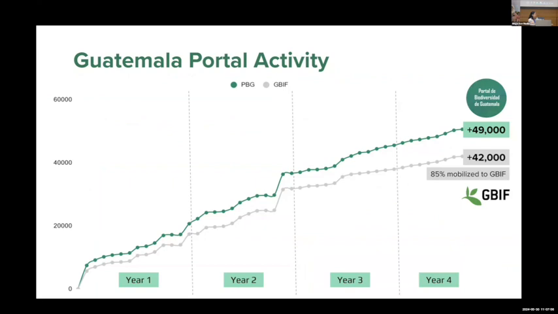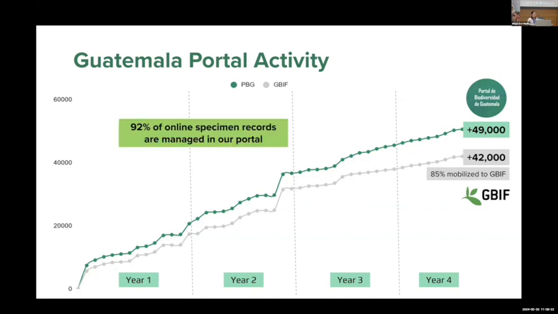So now we have almost, I think we already passed the 50,000 mark, but this was from 2 weeks ago. So we're probably over 50,000 now. And 85% is already mobilized to GBIF. I am really hoping that the other 15% will be mobilized soon, but that will require funding, for example, or motivation for the curators to do it.